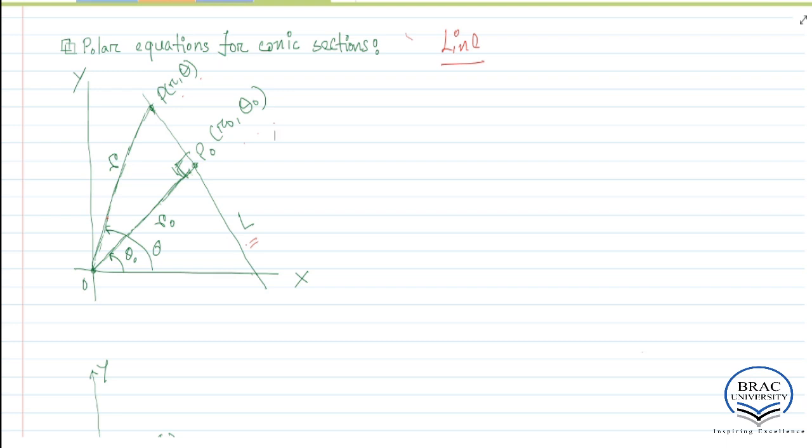As we have studied the polar coordinates, so now we can formulate those equations in polar coordinates as well. So first of all, we will study the case of a line, and we will see how we can express the line in the polar coordinate system.